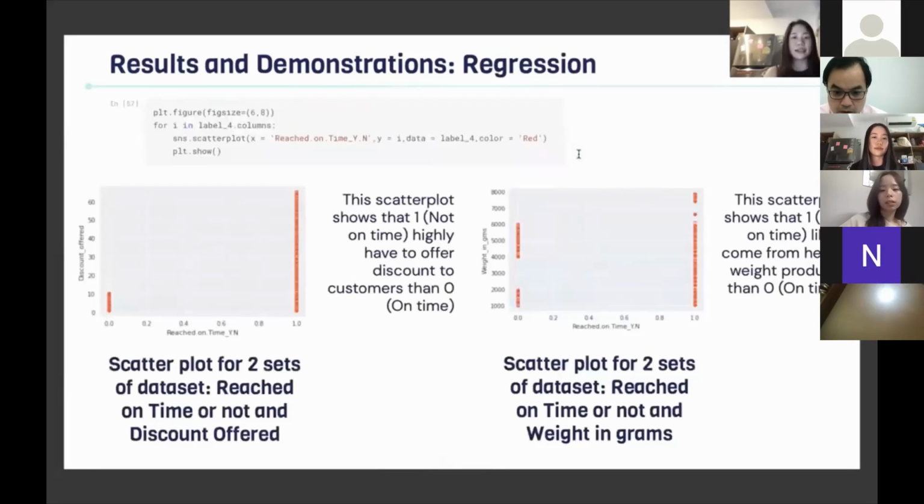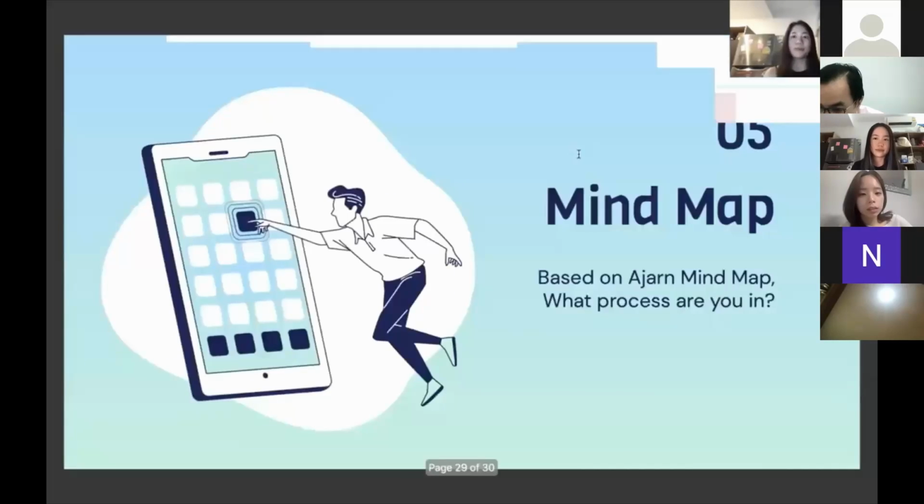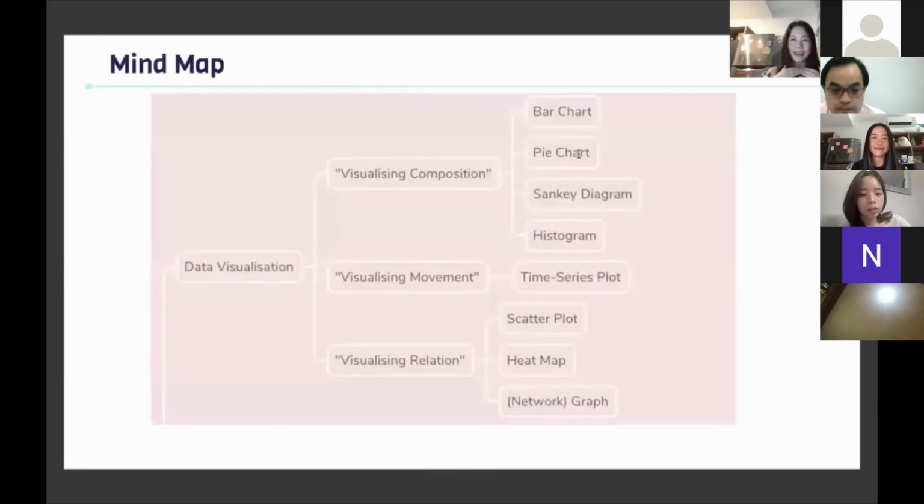So these are the scatter plots. The left one, the first one, shows that 1, not on time, highly has to offer a discount to customers compared to 0, or on time. Yeah, it's obviously true, right? And the second scatter plot on the right-hand side shows that 1, or not on time, likely comes from heavyweight products compared to 0. And this is my map. Okay, thank you. Bye-bye.